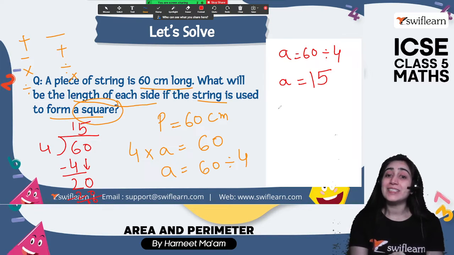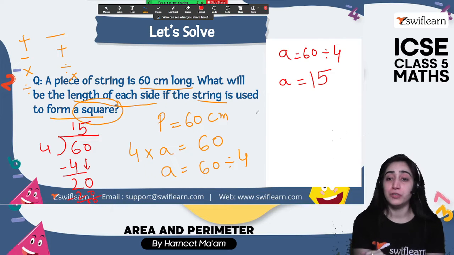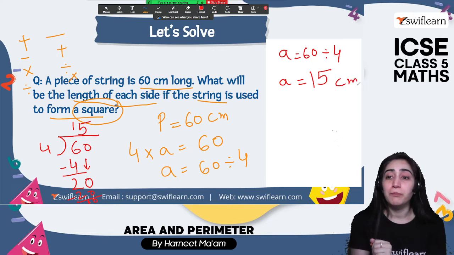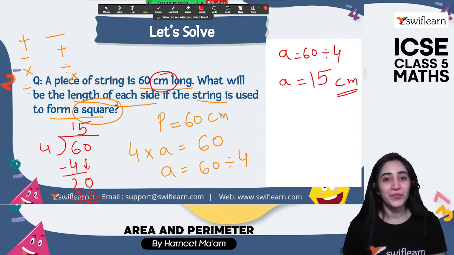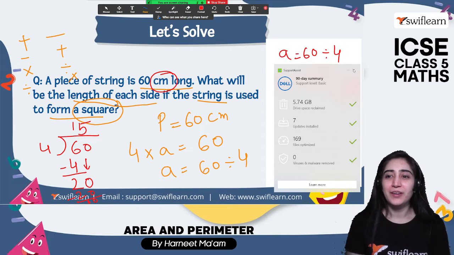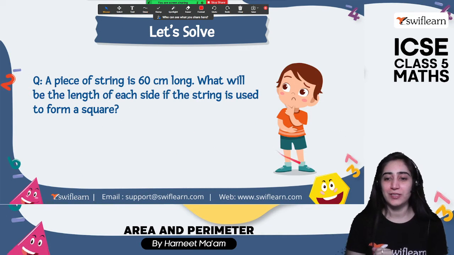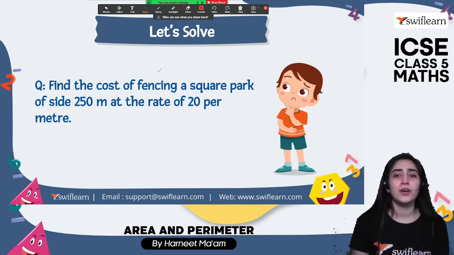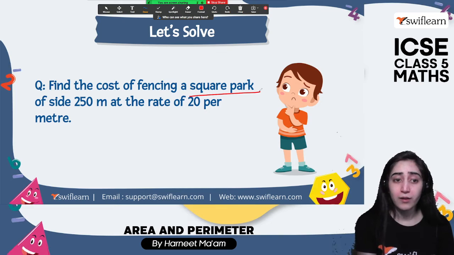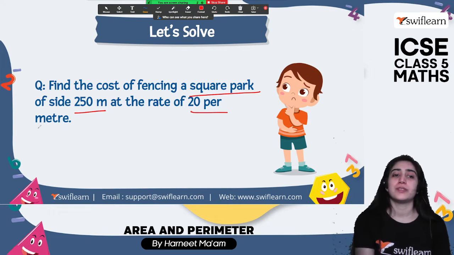So we'll write the last line as: so the length of each side of the square formed is 15 centimeters, because the unit is given to us in centimeters. All right, guys? Great. Now moving on to the next one. Let's see what the next question we have. The next question says, find the cost of the fencing of a square park whose side is given to us and the rate is given as well.